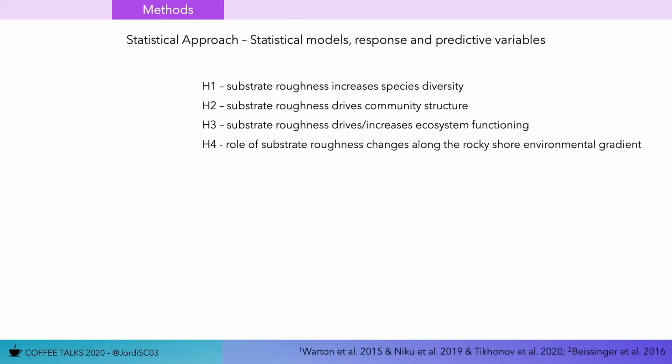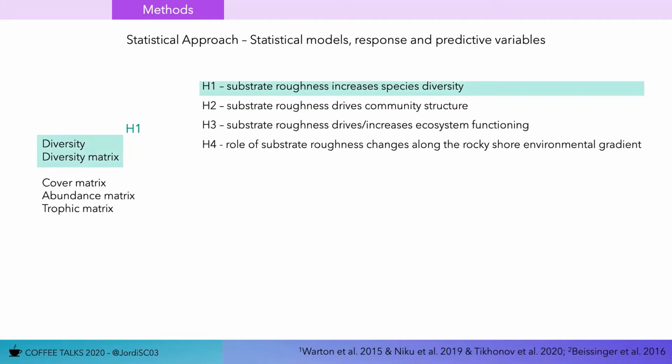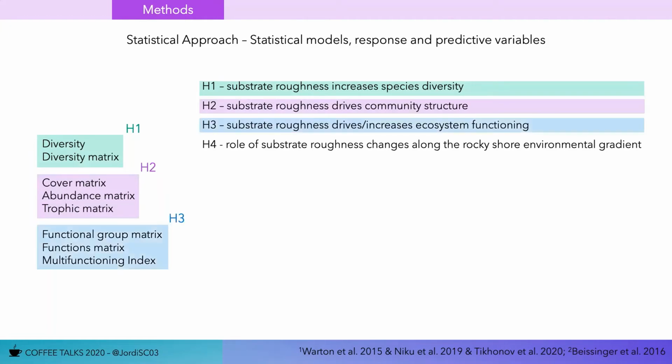So for the hypothesis testing using statistical models, the first hypothesis is tested using response variables to do with diversity. The second one, we're using cover, abundance, and trophic data. And the third one is using functional group, functions, and multifunctioning response variables. For univariate response variables, I'm using generalized linear models. And for matrix type response variables, I'm using joint modeling. I have some references at the bottom, and later on, I'm also going to show the list of references in case anyone is interested.